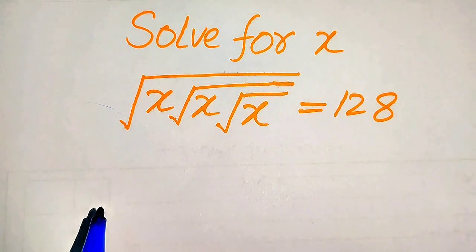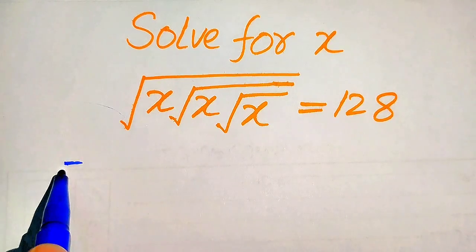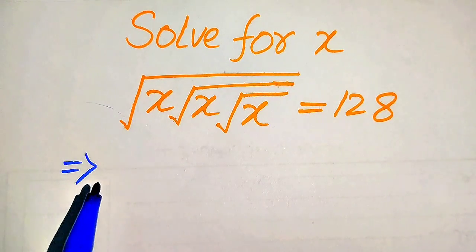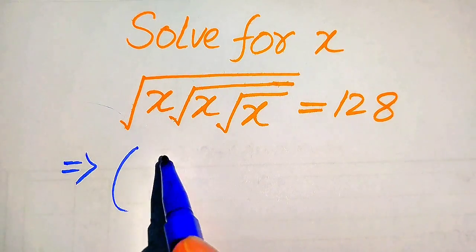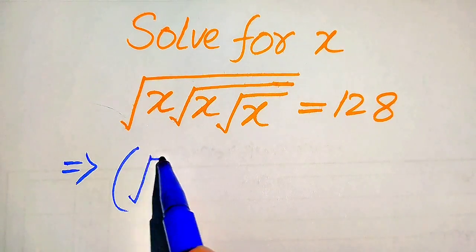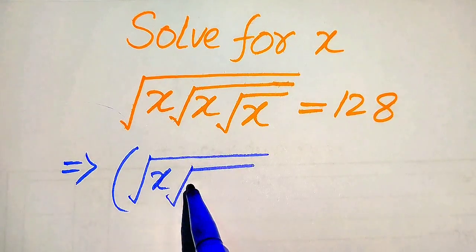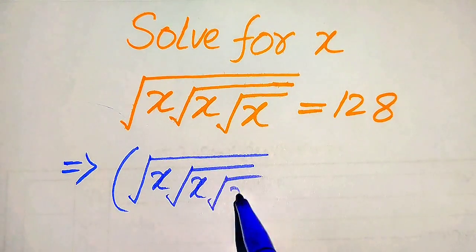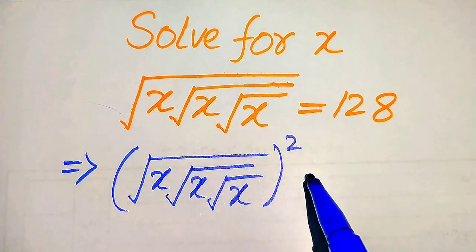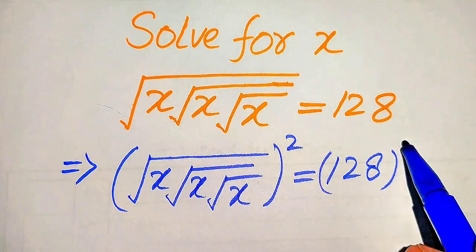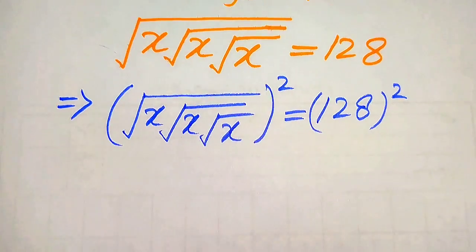So here the very first thing we are going to do, our first target is to remove these three square root signs on the left hand side. For this we will take a squaring on both of the sides. So when you take squaring, it will be written as square root of x into square root of x into square root of x, and its whole square is equal to 128 and its whole square.